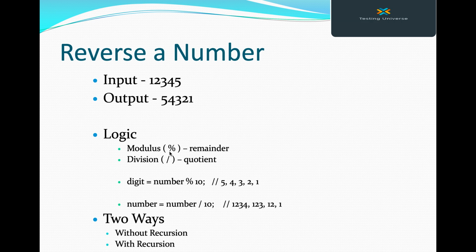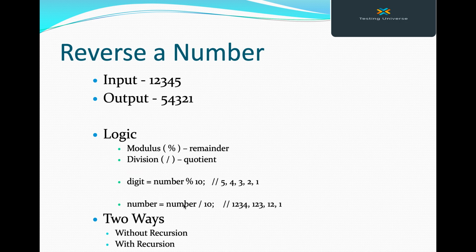As we know, if we apply the modulus operator on any number, we are going to get the remainder, and if we apply the division operator on any number, we are going to get the quotient. So what is the logic? If I apply modulus 10 on 1, 2, 3, 4, 5 in an iterative way, in the first iteration, it is going to give me 5 as the remainder. In the second iteration, it is going to give me 4 as the remainder. In the third iteration, it is going to give me 3 as the remainder, and so on.